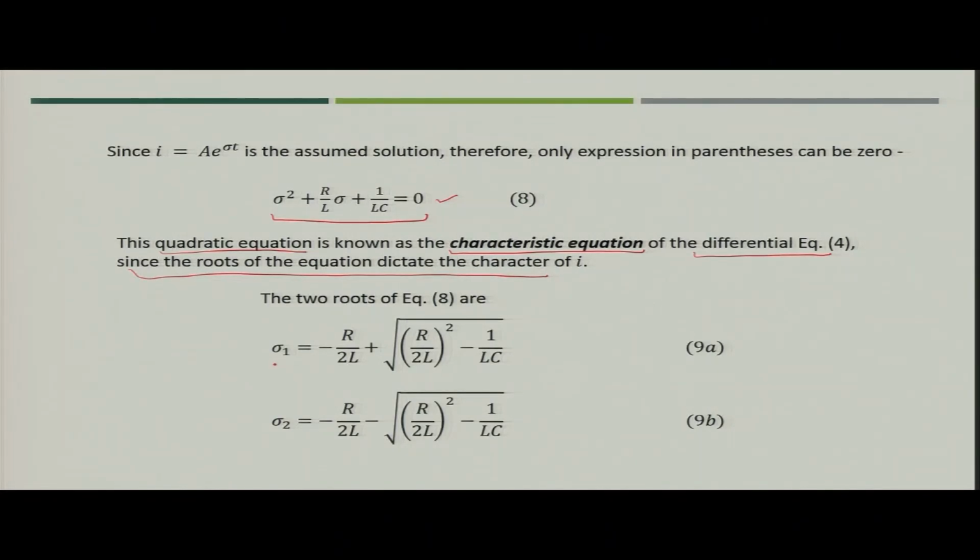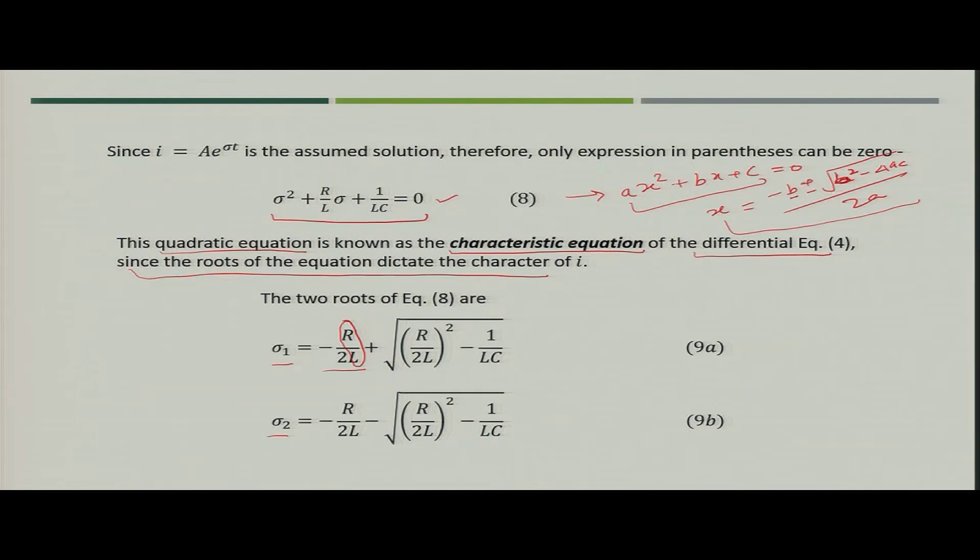Let us say these roots are sigma 1 and sigma 2. You can find out the value of these roots. Sigma 1 is equal to minus R by 2L. How will you get it? If you remember, if the equation is ax square plus bx plus c is equal to 0, then its root would be minus b plus minus root of b square minus 4ac divided by 2a. So, you know that when you want to find out the roots of an equation, you can use this formula.